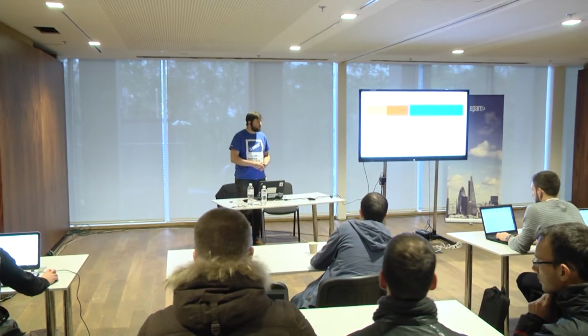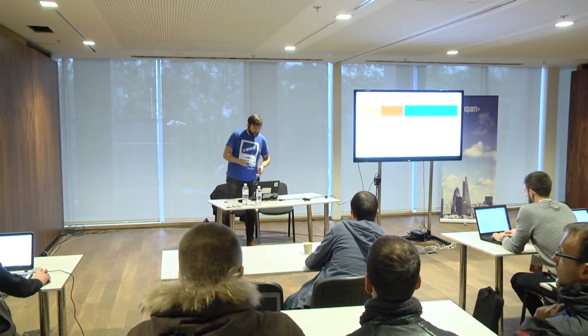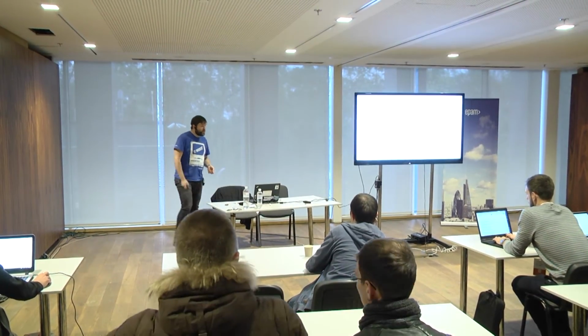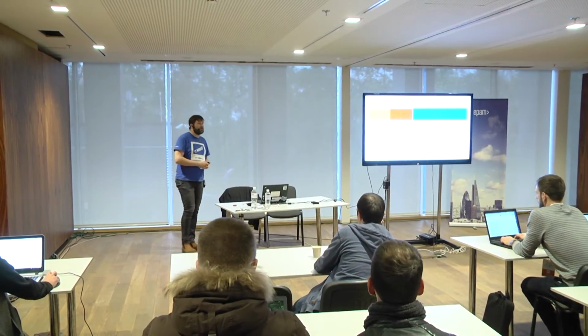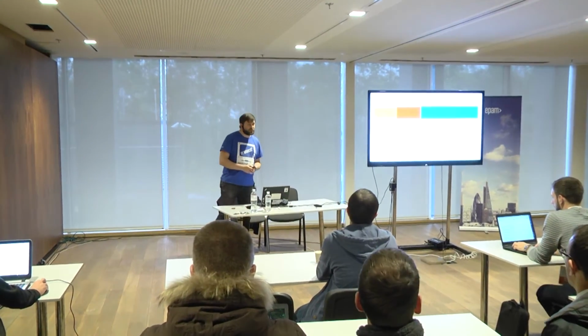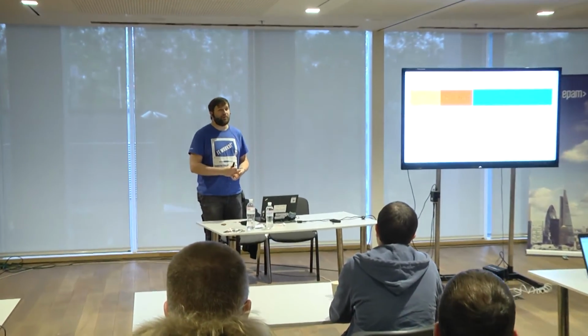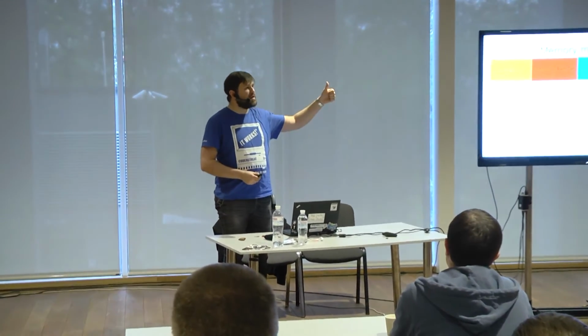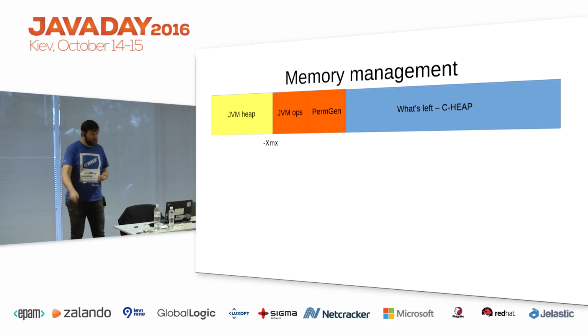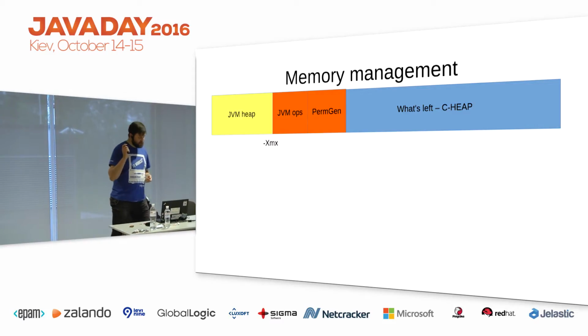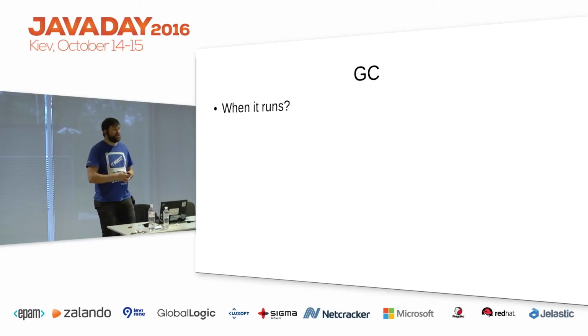Back. And here we begin. So this is how our heap looks. You know that you have flags to take care of: Xmx, Xms, and Xss, which is the flag for setting the thread stack size. Now, when will GC run? That's the first question that we'll try to answer.